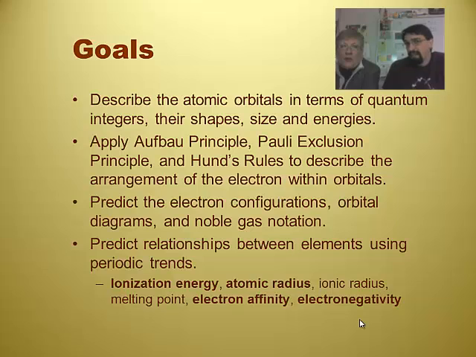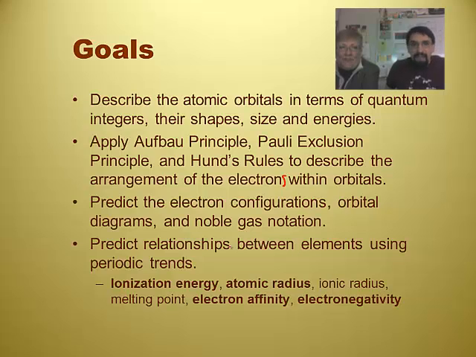We want you guys to be able to apply what's called the Aufbau principle, the Pauli exclusion principle, and Hund's rule to describe the arrangement of the electrons within orbitals. This should say electrons, because when we get deeper in the periodic table there's more than one electron. Once you get into helium, there's more than one. We also want you to predict the electron configurations, the orbital diagrams, and the noble gas notation. That's not so hard, you just gotta pay attention.